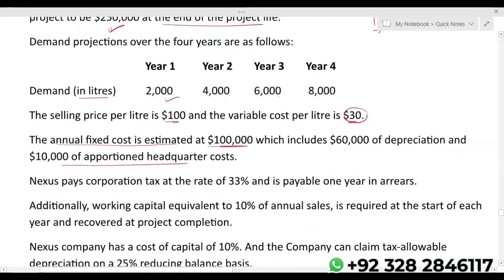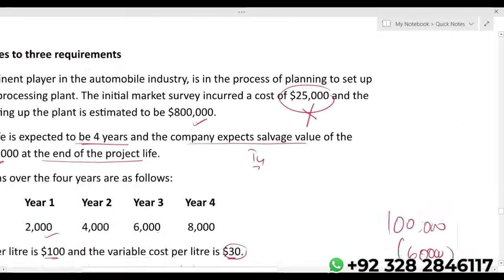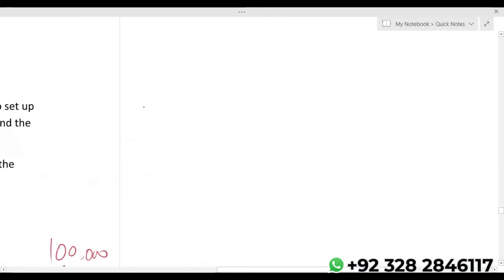Okay. Next, corporation tax is 33%, payable in 1 year, so we pay the tax with a delay of 1 year. If project life is 4, the impact will go till T5, because in T5 you will be showing the payment of year 4 tax. Additionally, working capital equivalent to 10% of annual sale is required at the start of each year and recovered at the project's completion. I'll just show you the working capital calculation. It looks a little important.